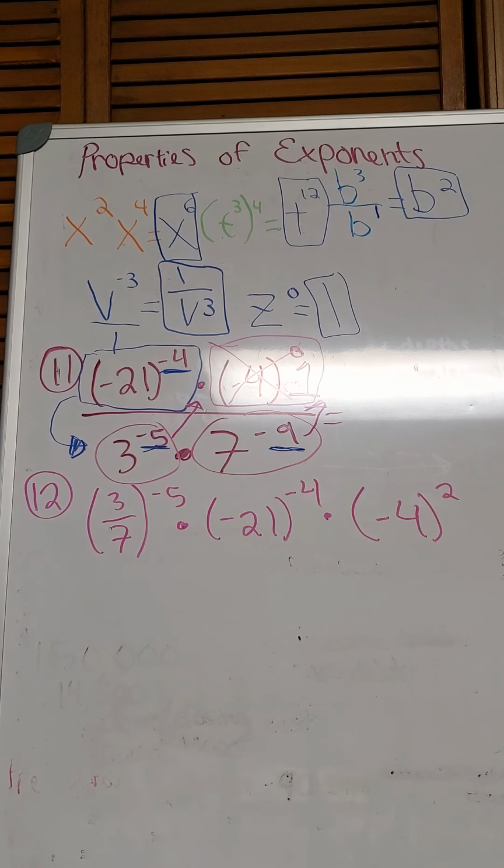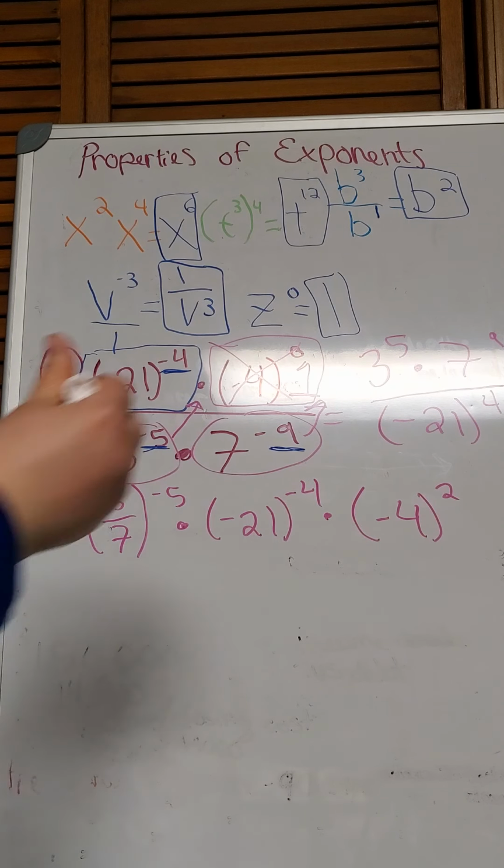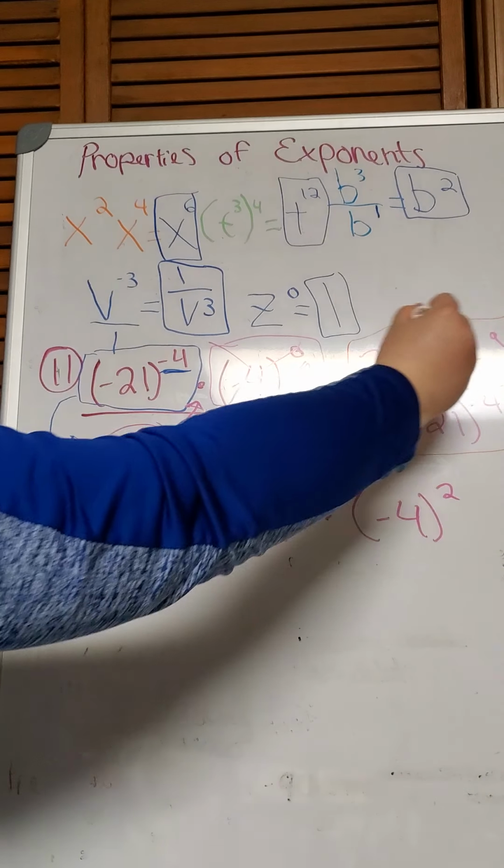So when I go to simplify this, I'm going to get 3 to the 5th times 7 to the 9th over negative 21, put that in parentheses, to the 4th. Okay. Now, I don't have any like bases, so there's nothing else I can do to simplify this. So that's going to be my answer. And you guys should find that answer at the bottom of the page, right? So you could simply just copy and paste it for that. That's what I would do. That would be the easiest.